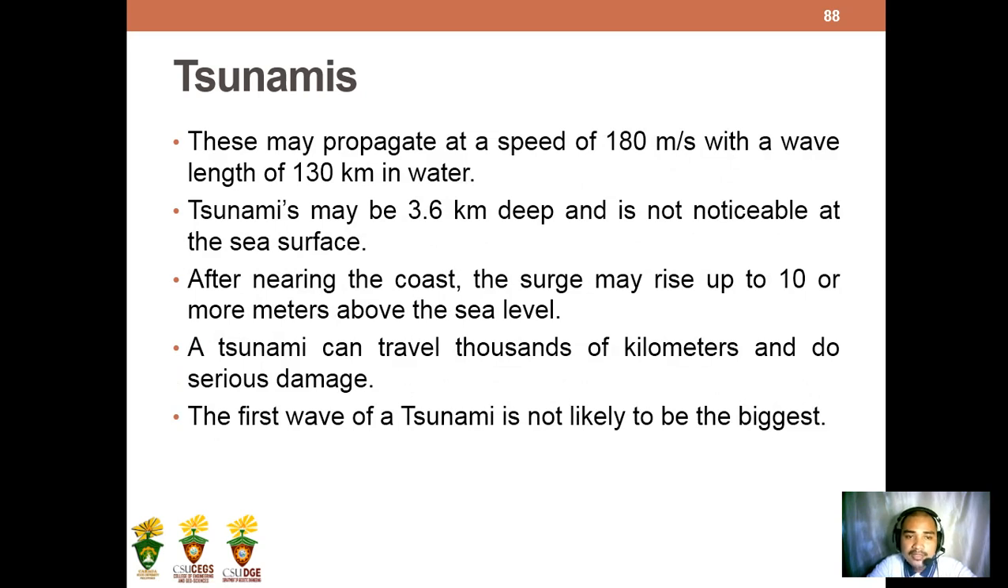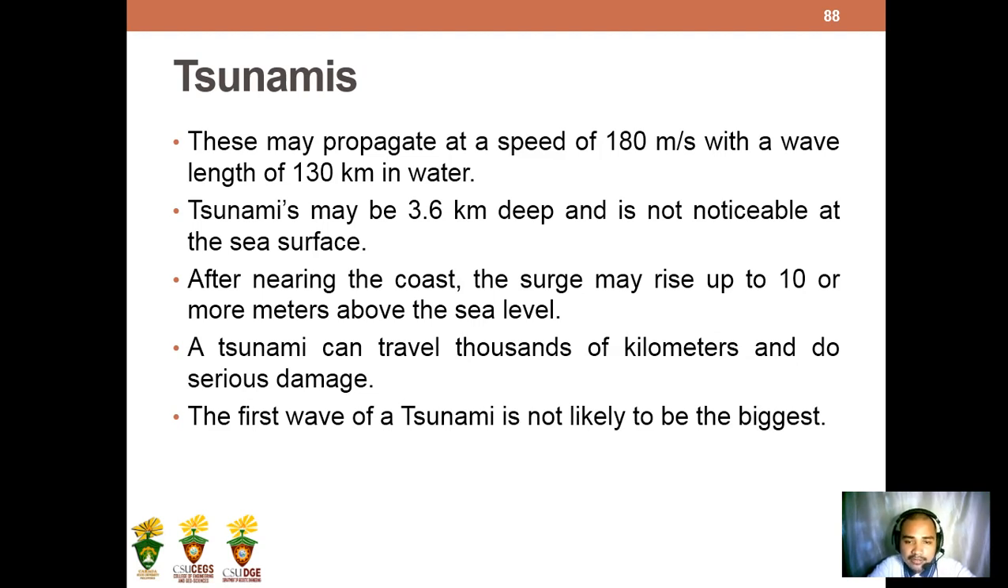So tsunamis propagate at a speed of 180 meters per second with a wavelength of 130 km in water. Imagine how long the wavelength is, 130 km. A tsunami may be 3.6 km deep and is not noticeable on the sea surface. Since it starts underwater, caused by a volcanic eruption or tectonic plate motion, from afar you cannot notice it yet. You notice it only as it grows larger approaching the land area.